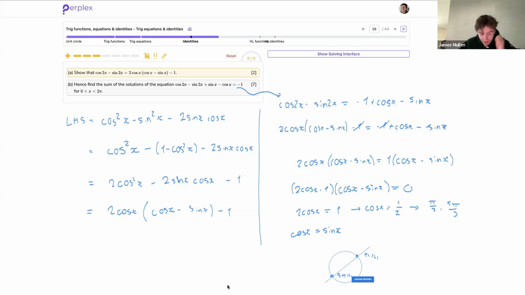Because the question says to find the sum of the solutions, I need to add all of these together. So I do pi over 3 plus 5 pi over 3. That's going to give me 2 pi. And then I'm going to add pi over 4 plus 5 pi over 4, which gives me 6 pi over 4, or 3 pi over 2. So 3 pi over 2 plus 4 pi over 2 is equal to 7 pi over 2. That's my final answer.